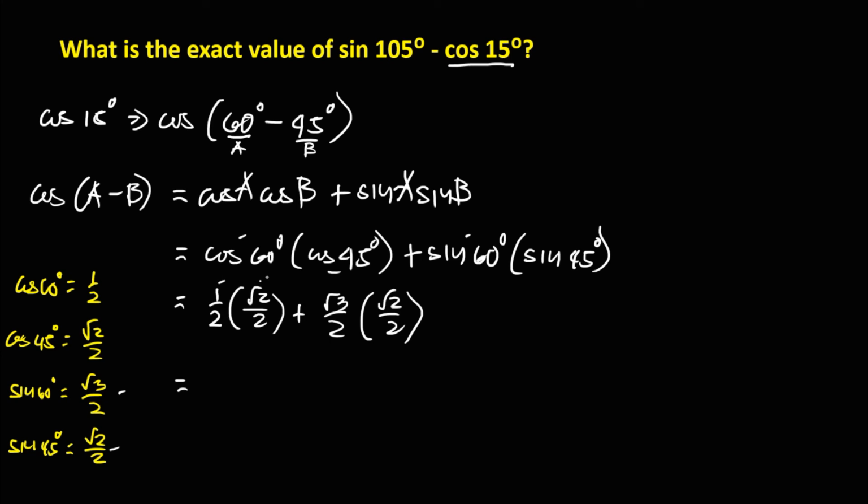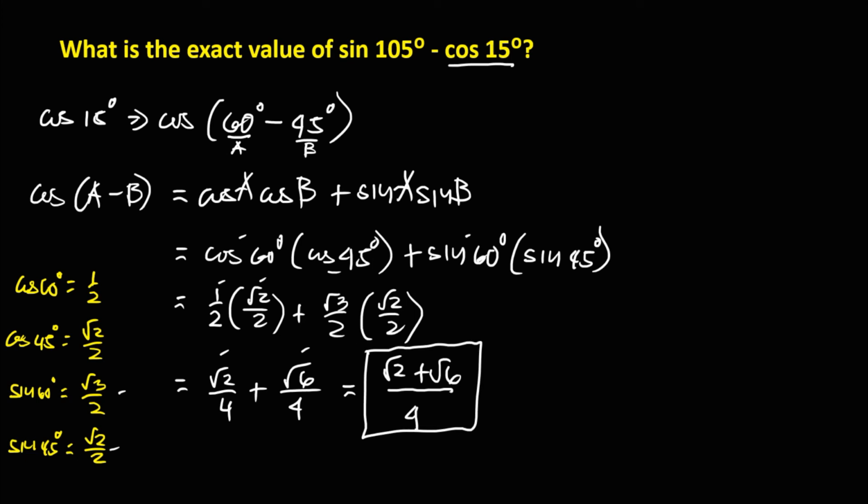Then simplify: this one is square root of 2 over 4, then plus square root of 6 over 4. Since we can combine these two terms with the same denominator, we have 4, then square root of 2 plus square root of 6. So this is now the value for cosine 15 degrees.